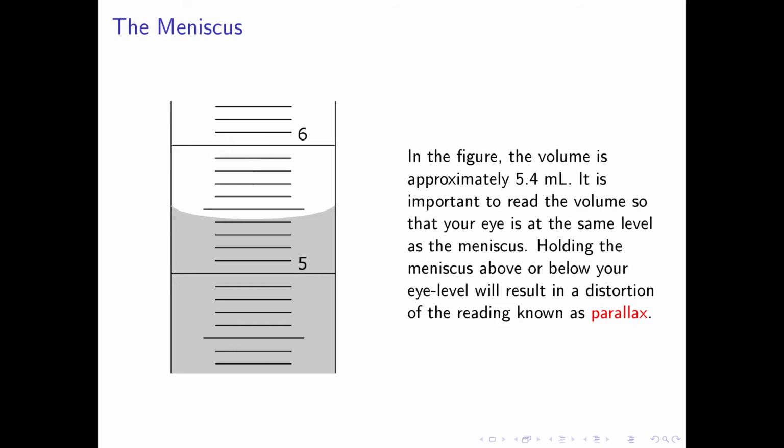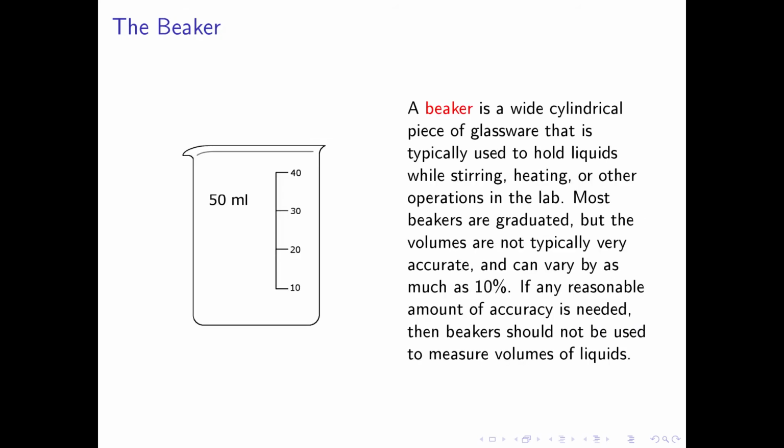It is important to read the volume so that your eye is at the same level as the meniscus. Holding the meniscus above or below your eye level will result in a distortion of the reading, known as parallax.